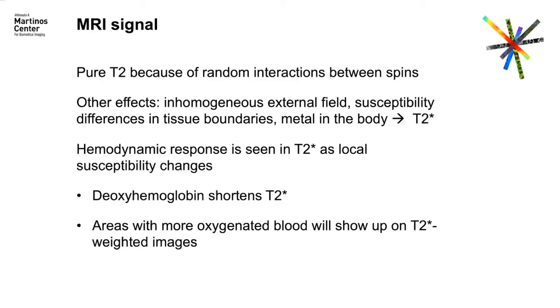Now, importantly, how this relates to fMRI, the BOLD signal, is that this hemodynamic response is seen in this T2 star as a local susceptibility change. So we can detect that. Deoxyhemoglobin shortens the T2 star, and then areas where there is more oxygenated blood will show up in the T2 star weighted images.